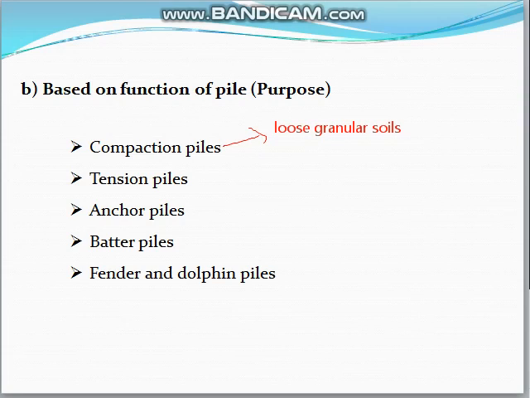Generally, these compaction piles are not required to carry any load. The material required may not be strong. In fact, sand may be used to form the pile. The pile tube driven to compact the soil is gradually taken out and sand is filled in its place, forming the required pile, which is called a sand pile here.